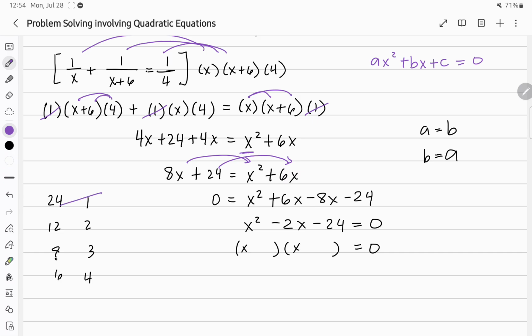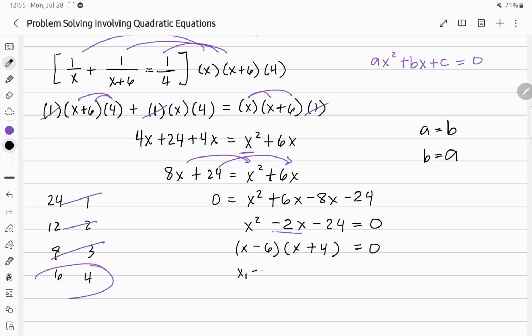So, 24 minus 1 is 23. Hindi pwede. 12 minus 2 is 10. Hindi rin pwede. 8 minus 3 is 5. Hindi rin pwede. 6 minus 4 is 2. So, we will have x minus 6, then this is 4. Negative minus, unlike sign, and negative si middle term. So, negative x, negative 2. Ito ay positive. From here, use zero product property.